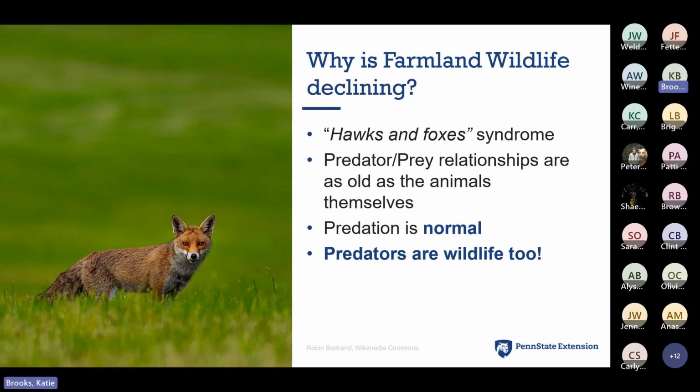The predation on prey species is normal and won't cause a decline in prey species unless there's something else wrong. So something like loss of habitat, a new or novel disease that they don't have any ability to fight off, just something else that is causing a compounding effect of decline. And another thing to remember is that predators are wildlife too. They may even be prey for other predator species. So a small predator may be eaten by a larger predator.